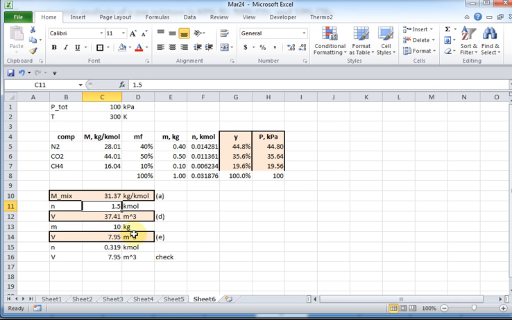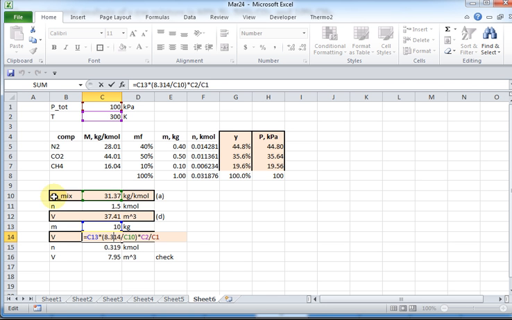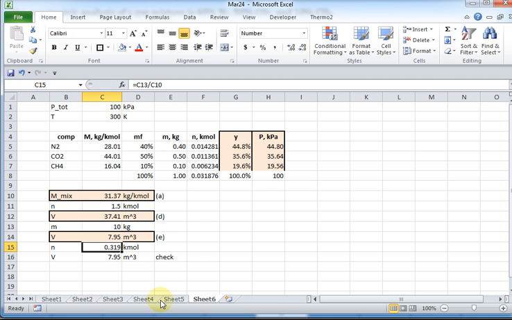Let's do this. You have the total number of moles of 1.5 of this mixture. What is the volume? Is that the same volume? Well, the same temperature, the same pressure, the same total number of moles. Yes, it is. 10 kilograms, true? Well, as long as I use the correct molar mass of the mixture, it works. And this is the same, and that's the same. So the rest of it works.